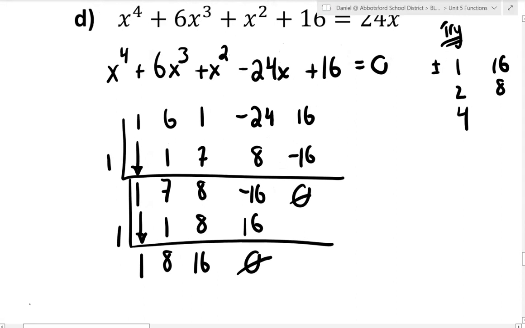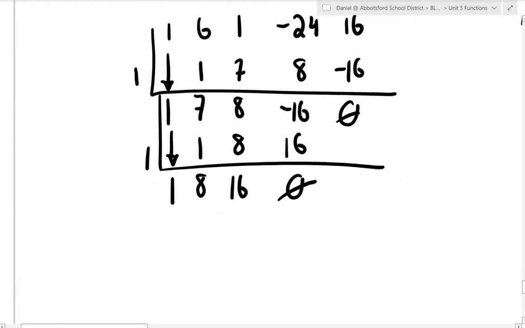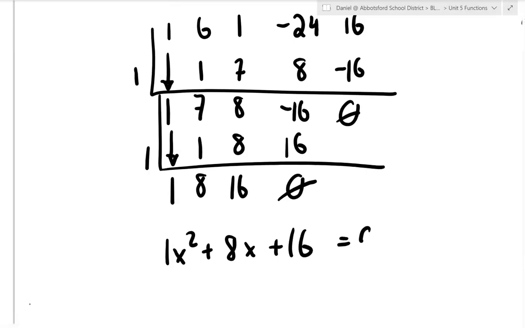Every time we divide, we are dividing out an x essentially. So we did one division, that would get us to an x cubed. We did another division, which brings us to an x squared. And once we always get to an x squared, we can factor it or use a quadratic formula or something like that. So I'm not going to do this anymore. I'm going to just go right on to factoring. So this is going to be a 1x squared plus an 8x plus a 16 is equal to 0.